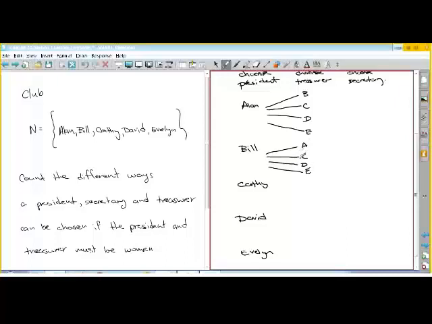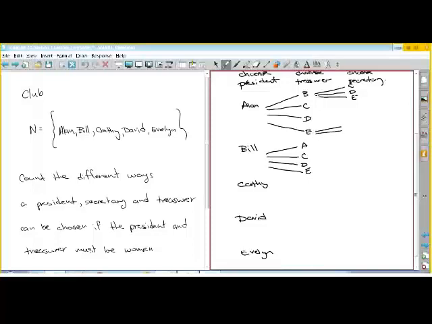Alan, Kathy, David, Evelyn. If we choose Bill, then these are the 4 choices that we have left. And I'm not going to do the whole thing. I'm just going to do a few legs of it so you can see how this works. And then the final step, picking a secretary. If you pick Alan and then Bill, then for the secretary you can choose Kathy, David, or Evelyn.